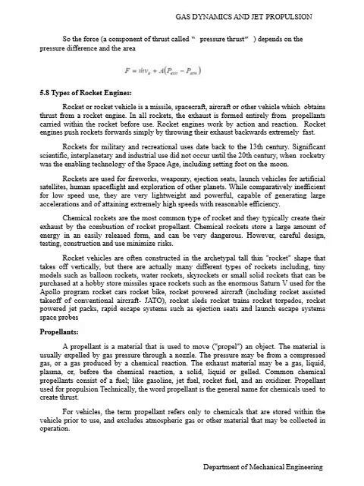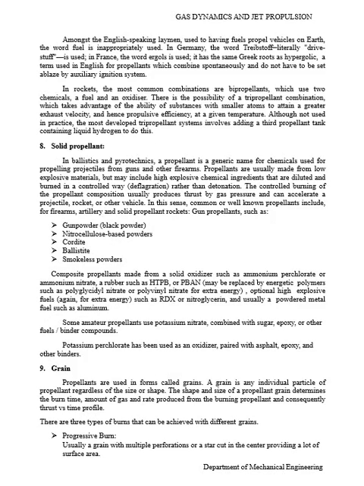Propellant used for propulsion, technically, the word propellant is the general name for chemicals used to create thrust. For vehicles, the term propellant refers only to chemicals that are stored within the vehicle prior to use and excludes atmospheric gas or other material that may be collected in operation. Almost all English-speaking laymen are used to having fuel propel vehicles, so the word fuel is inappropriately used.